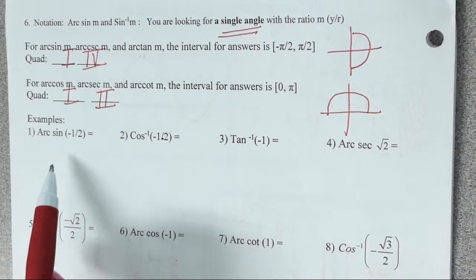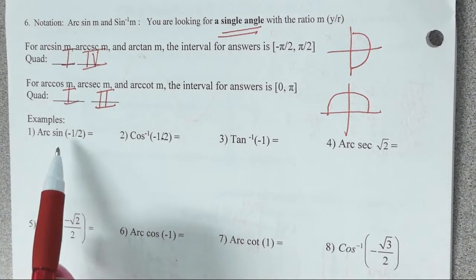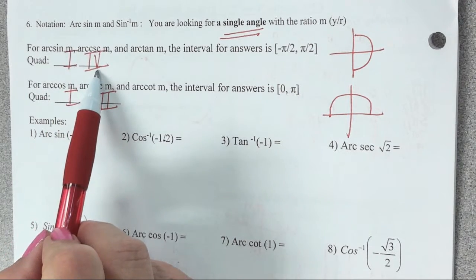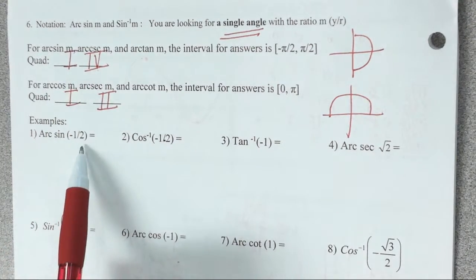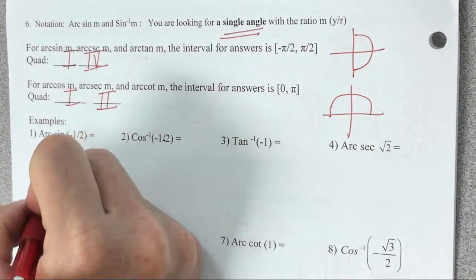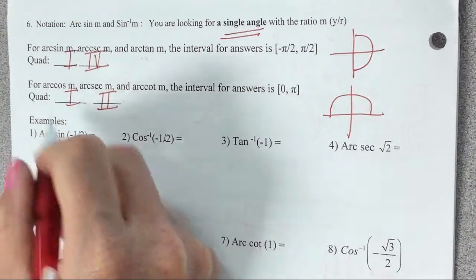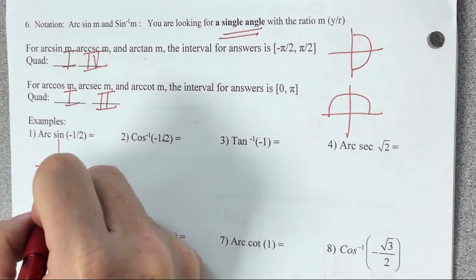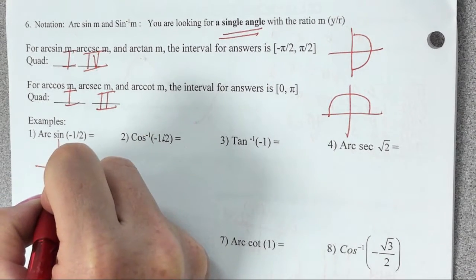So looking at the first example, we're doing arc sine, so my answer is going to have to be in quadrant 1 or quadrant 4. If it's a negative ratio, which quadrant is that going to put it in? 1 or 4? 4. So I draw my picture in quadrant 4. This is -1, this is 2. So what's the reference angle in degrees?